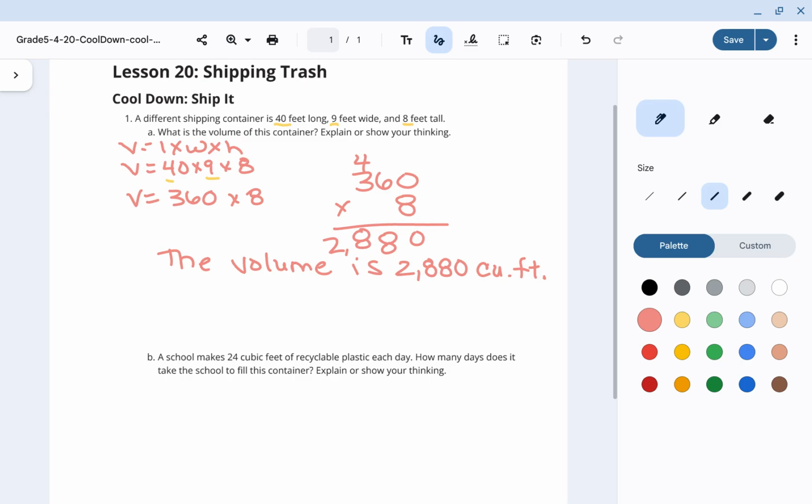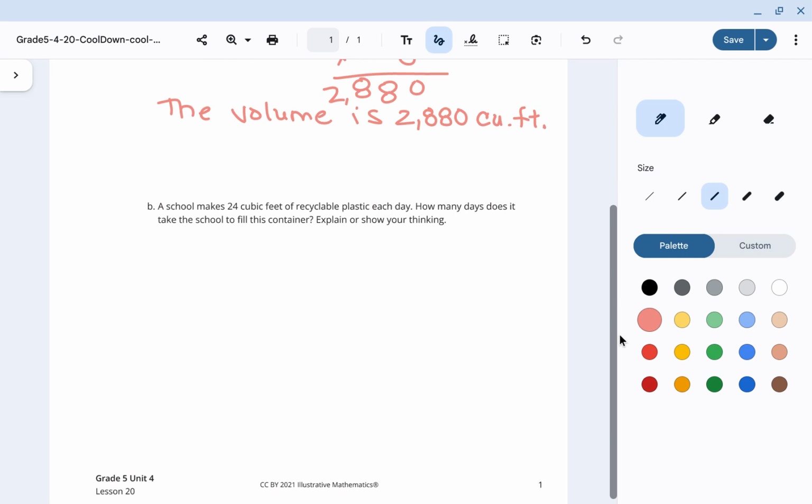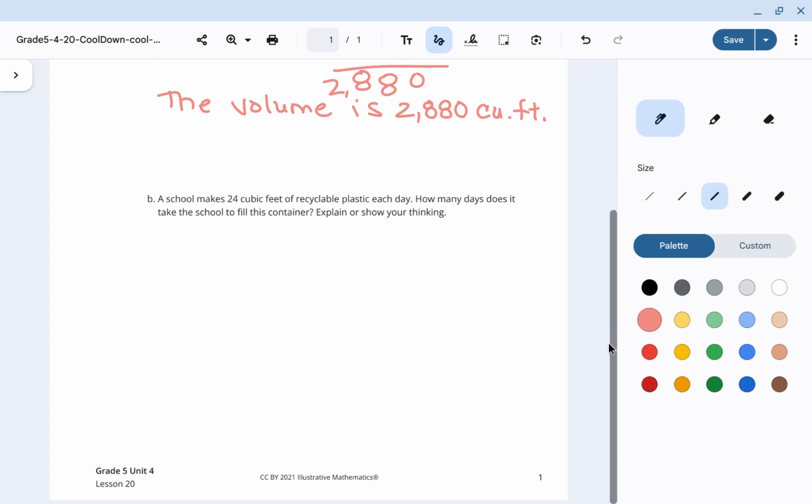Now, number 2 continues the thinking that we began in number 1. Number 2 says a school makes 24 cubic feet of recyclable plastic each day. How many days does it take the school to fill the container? Explain or show your thinking. So we know that we are going to be taking our 2,880 and we're going to be dividing it out by 24 to figure out how many days it's going to take the school to fill the container, right?